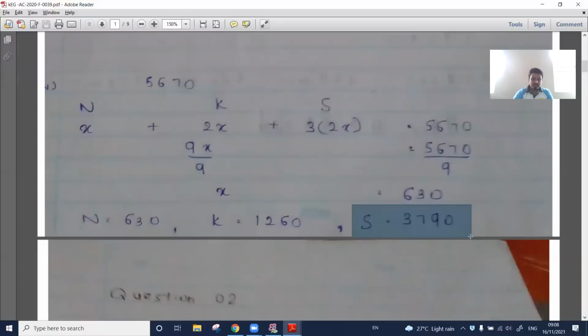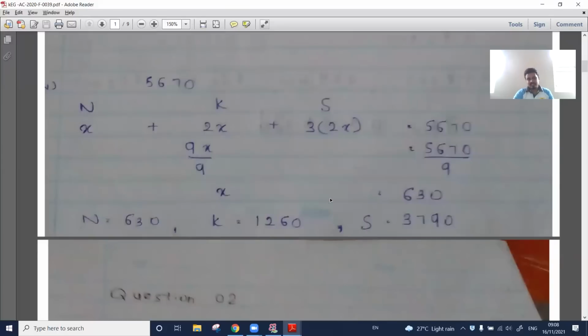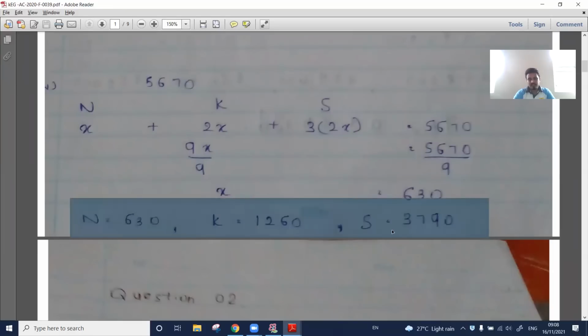Is it? See, this is not bad, right? You know how to get this one. You know how to build this formula. You know how to simplify, and you know how to get this x value. And you even know how to get these values as well. But again, you have made a mistake.